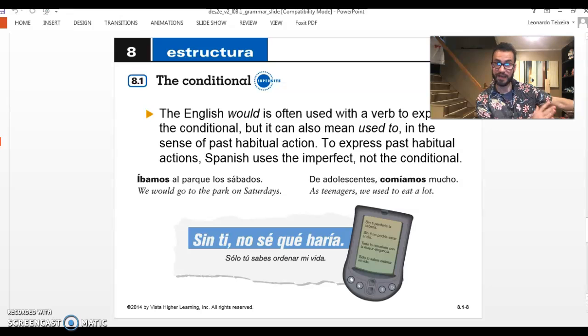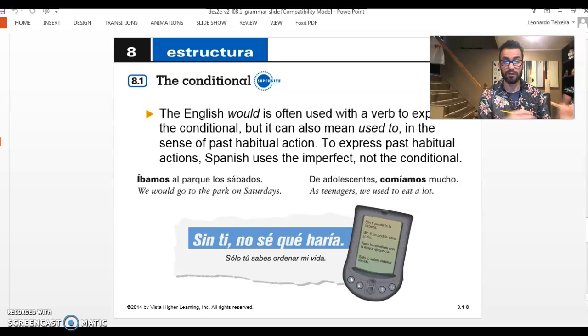We're talking about past actions. So, I used to see my grandparents every weekend. I used to go to church. I used to play lacrosse. I used to attend Spanish Honor Society in person. So all of these are imperfect because of the idea of used to, right?